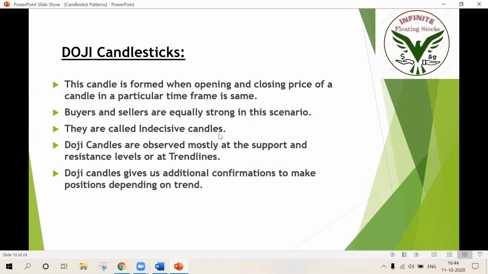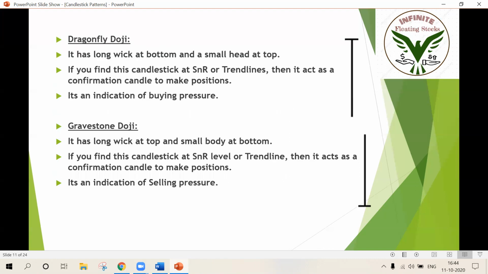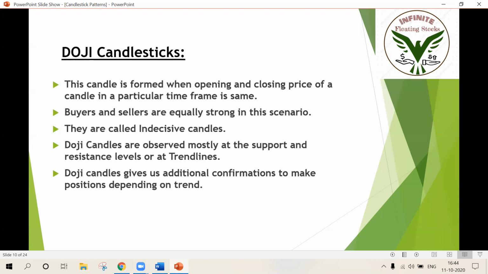Like I told, in this scenario, buyers are strong and sellers are also equally strong. So it's like a super over scenario in our cricket match. But in the stock market, there won't be any super over to decide who is the winner or who is the loser. So dojis will be formed without any bodies. The color won't be green or red. It's like a tie. It will look like a shadow.